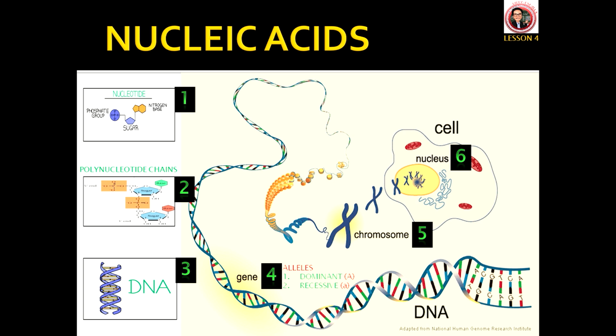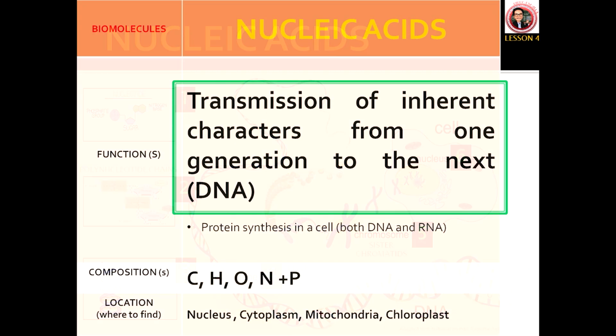From nucleotides to polynucleotides to DNA to genes, genes are found on tiny spaghetti-like structures called chromosomes, which are made up of two identical sister chromatids. And chromosomes are found inside cells, particularly in the nucleus. Now, i-discuss natin ang two major functions of nucleic acids.